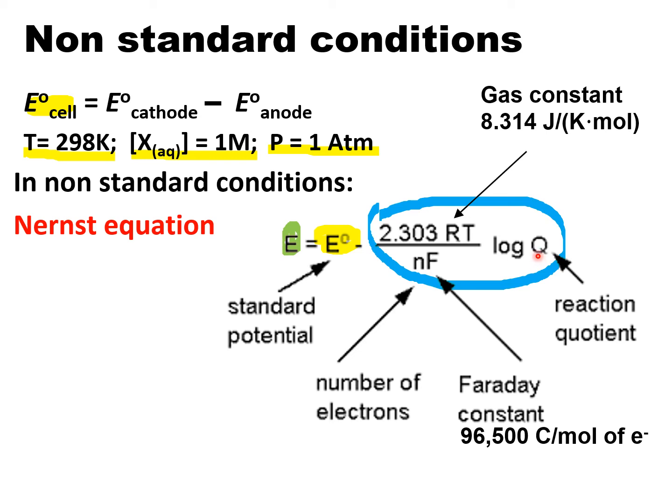Remember that when you calculate Q, the concentration needs to be elevated to a power that corresponds to the coefficient. So if the coefficients are all 1, fine, but even if they're not 1, if the concentrations are 1 molar, 1 elevated to whatever power is still 1. So regardless of the coefficient in the balanced equation, if the concentrations are 1 molar, and that would be standard condition, Q becomes equal to 1. The logarithm of 1 is 0. This whole factor surrounded in blue becomes 0, and the standard potential is equal to the potential in non-standard condition.